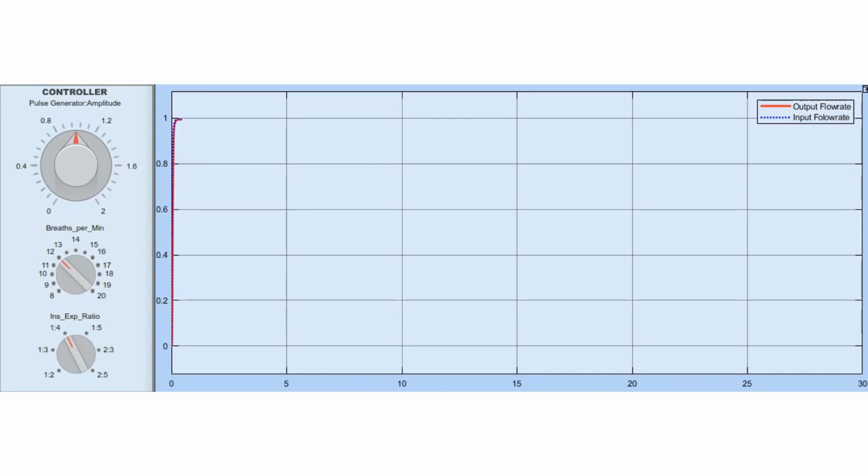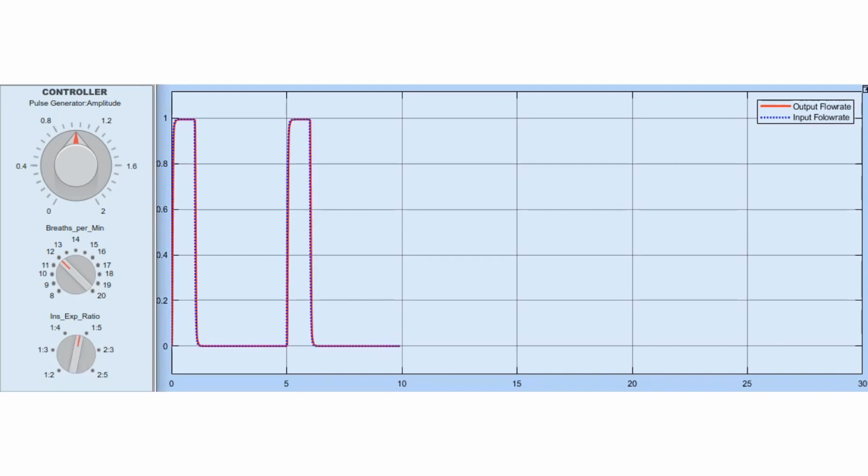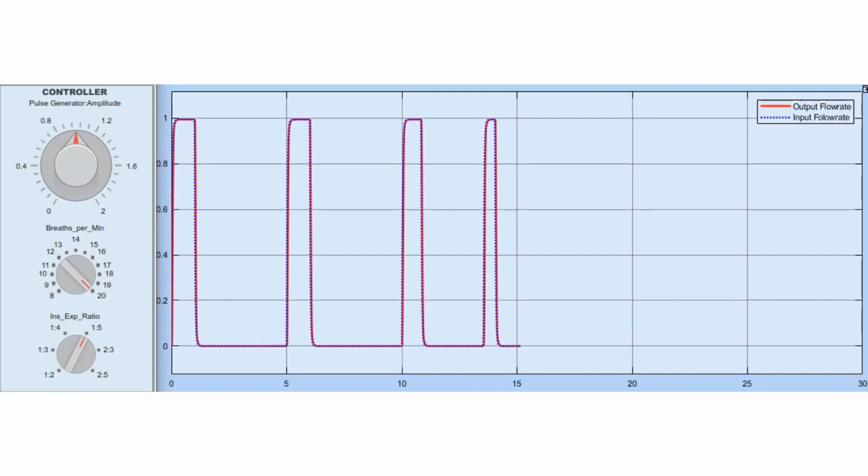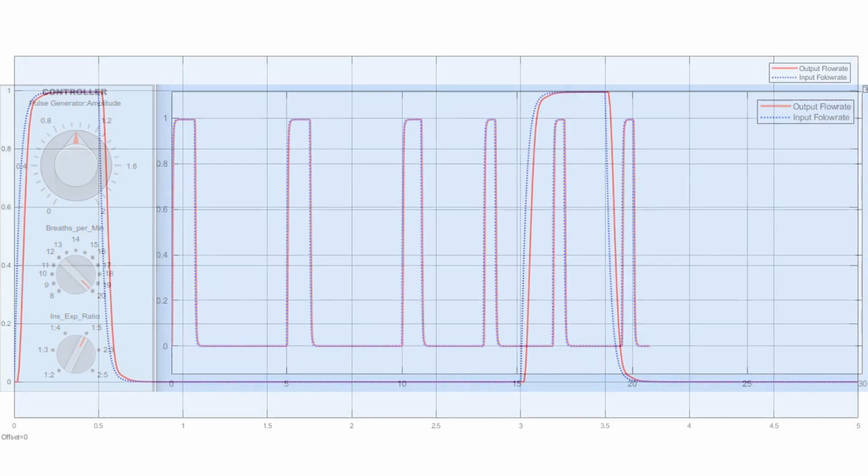First, the breaths per minute, which is called BPM, is kept at 12 and the inspiration to expiration ratio at 1:4. Then the ratio is changed to 1:5 and the BPM to 20. 20 is the maximum BPM we can achieve from this controller without distorting the input pattern. We can see the controlled output follows the input pattern of the flow rate considerably.